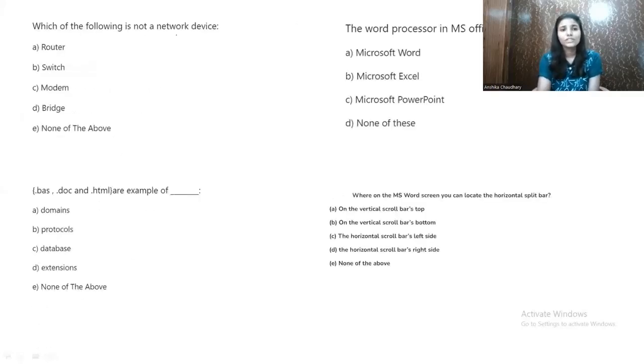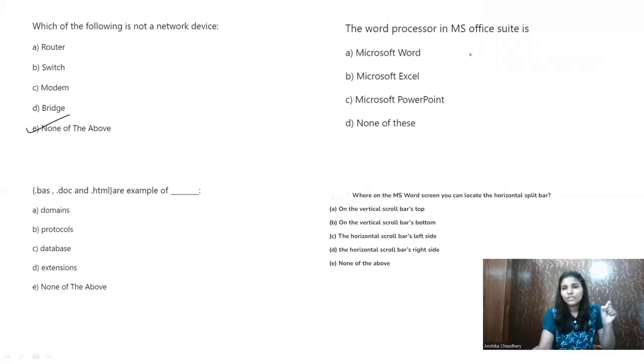Which of the following is not a network device? This question is from network and security. Which of the following is not a network device? Router, switch, modem, or bridge? So none of the above is a network device, so none of the above will be the answer for that question. So let's move on to the next question. The word processor in MS Office Suite is, so the word processor will be MS Word, or we can say Microsoft Word. So let's move on to the next question.